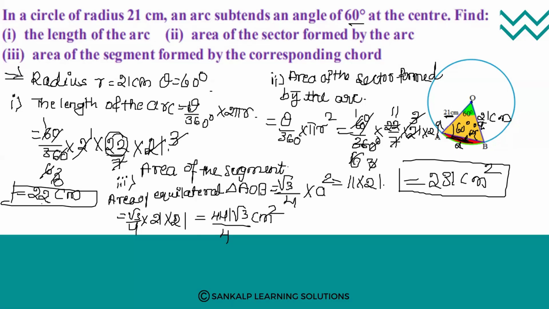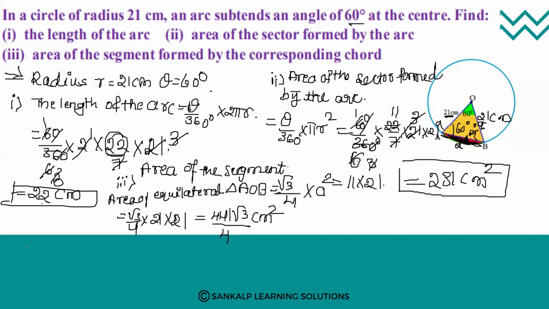So for this segment, what we do is take the area of sector OAB, so this full sector formed by this arc, minus the area of triangle OAB. Then you will get this part. So this is the minor segment, right?